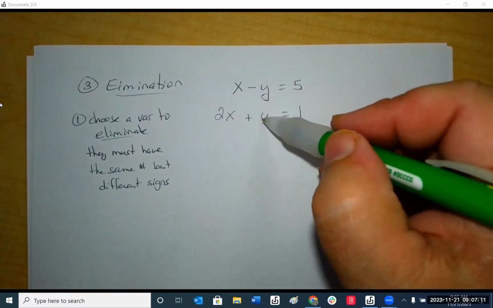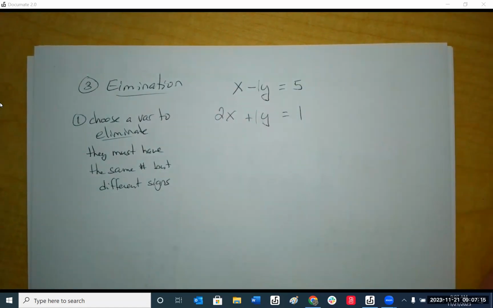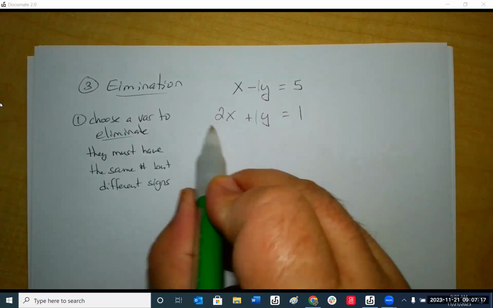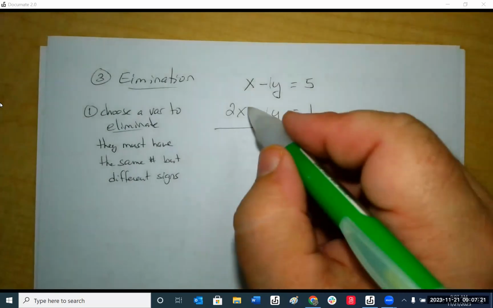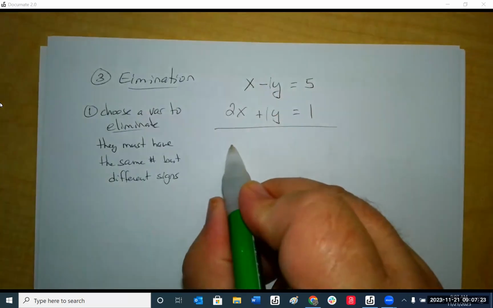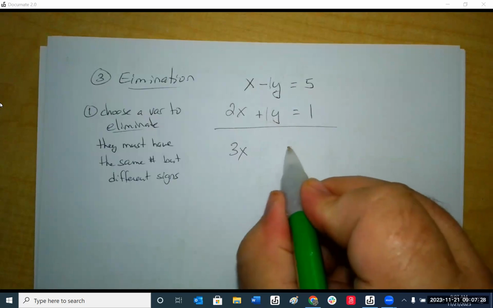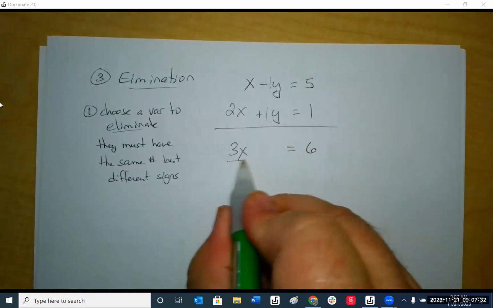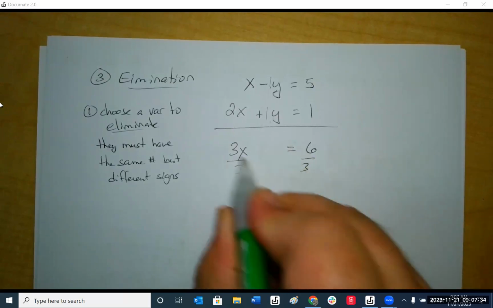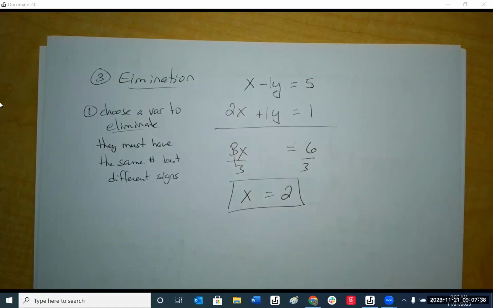So as we can see here, the coefficient of y, this one's -1, this one's +1. So if I just go ahead and add these two lines together, x plus 2x is 3x, -y plus y cancel, 5 plus 1 is 6. 6 divided by 3 is 2. There's my x value.